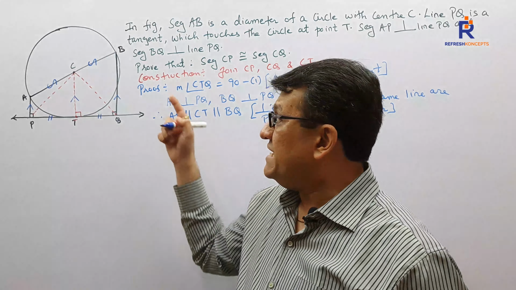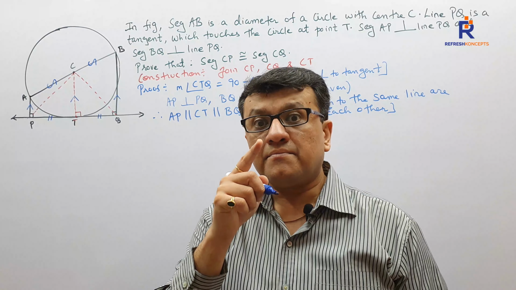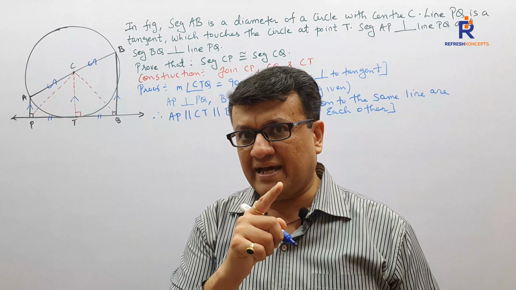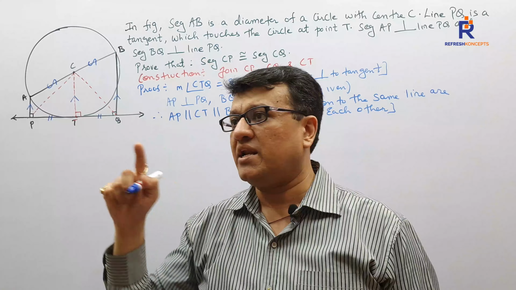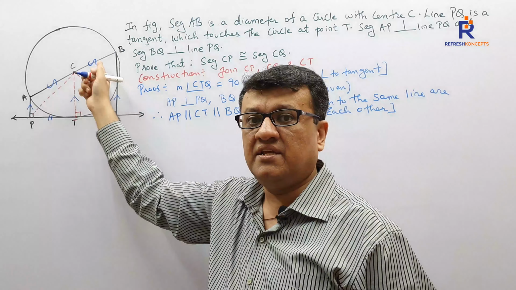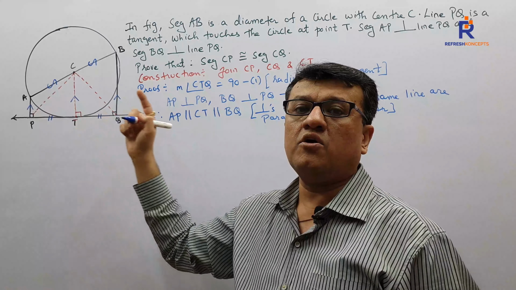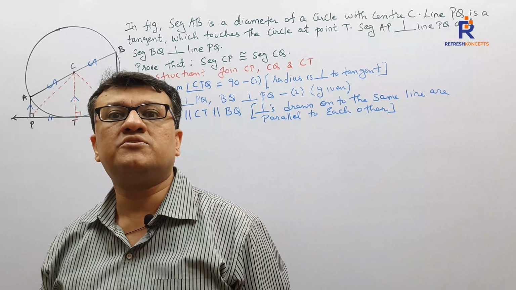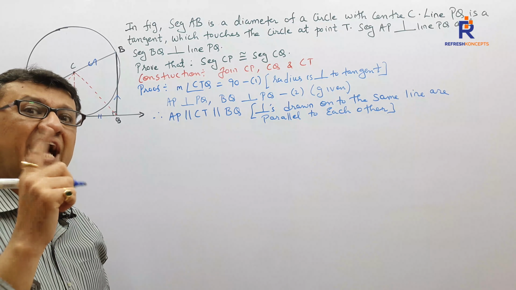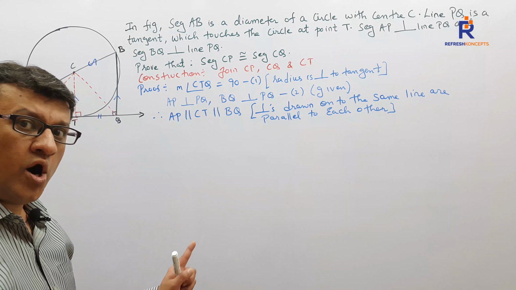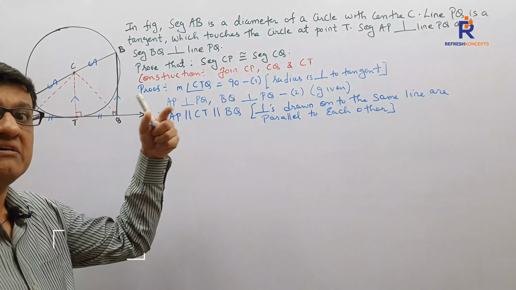If the intercepts made on one transversal are equal, the intercepts made on other transversals are also equal. If three parallel lines make equal or congruent intercepts on one transversal, then there are congruent intercepts on the other transversal also. So you can make use of that property which I just now said, or you can make use of the property which I earlier said.